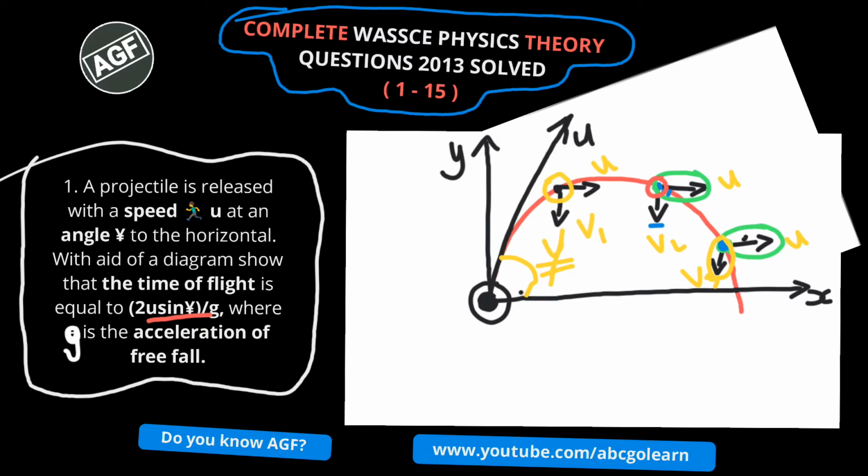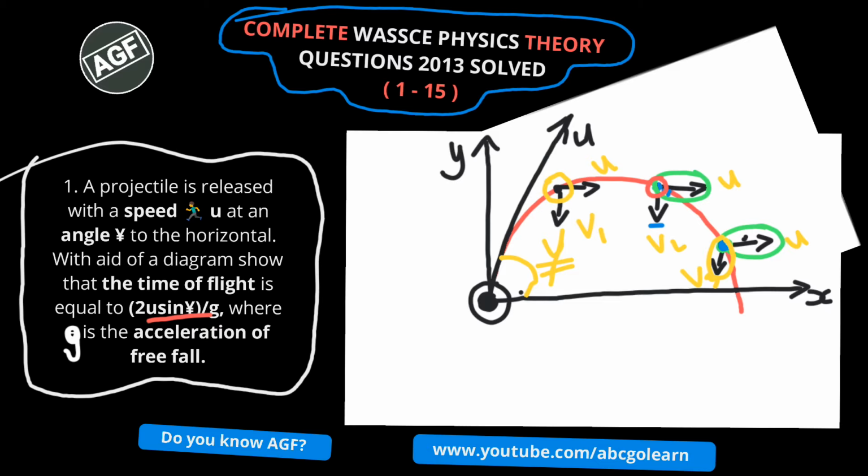So it is the formula of the vertical component of the velocity that we would use to get the time of flight in this very projectile. I hope someone can understand this. Please understand, because that's exactly why people fail projectile.